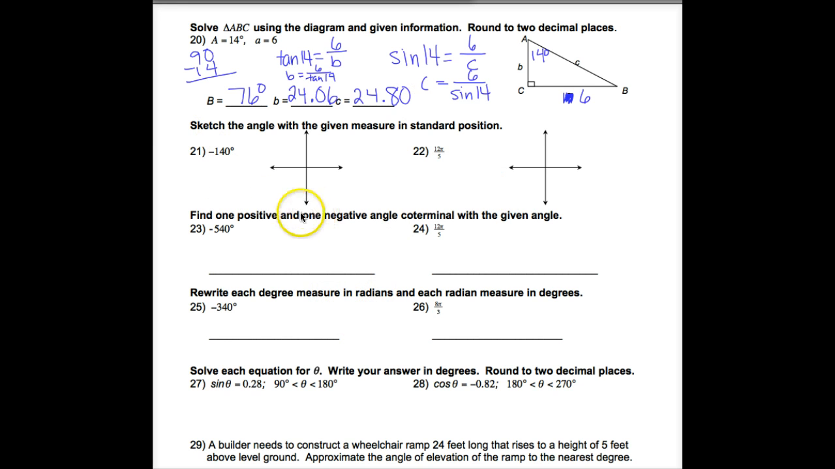All right, sketching the angles. So this should be really easy by now because you've had to do it a lot mentally with the unit circle. Negative 140 is 40 degrees short of negative 180. So going in the negative direction, here is negative 140. The radians, some people still struggling with these. 5 goes into 12 two times with 2 left over. So this is 2 and 2/5 pi. It's positive, so we travel counterclockwise. One full rotation is 2 pi. 2/5 pi is just a little less than another half, because 2.5 would be half. So it's a little less than getting to the half pi mark. And that is our sketch there.